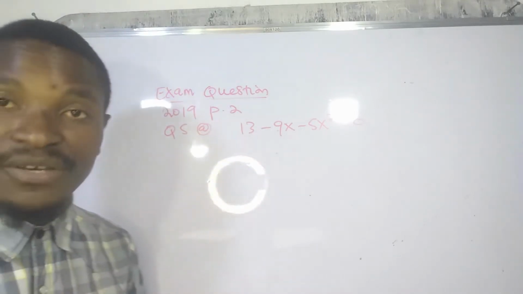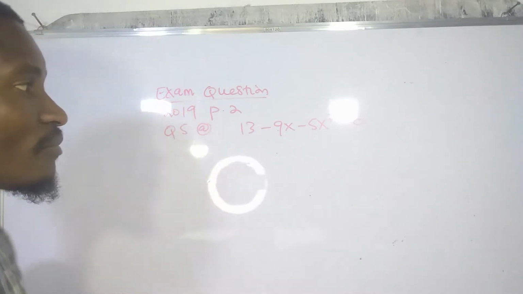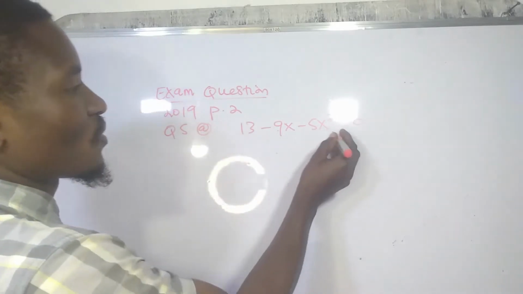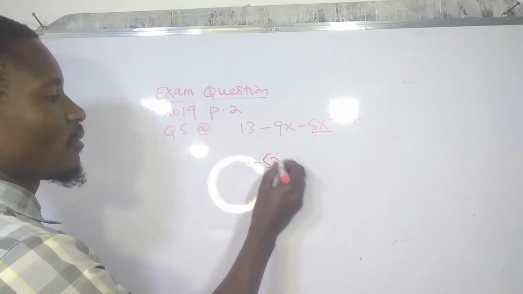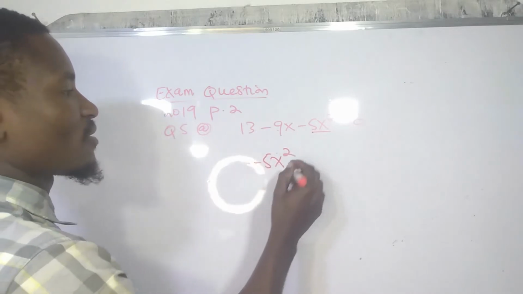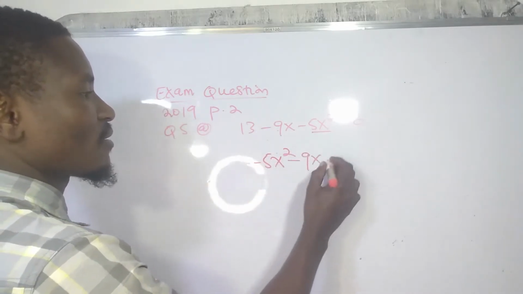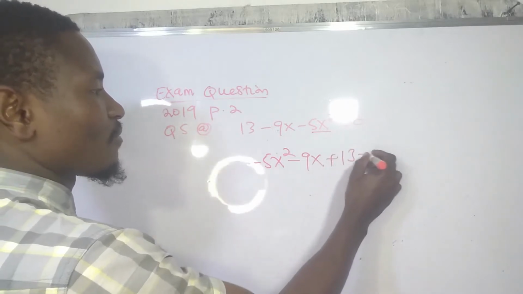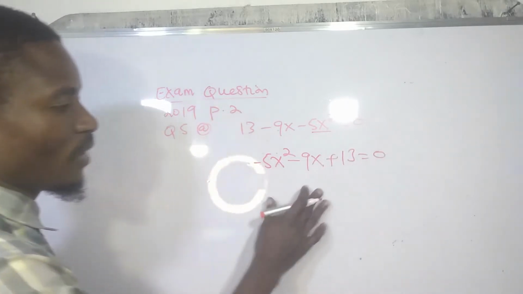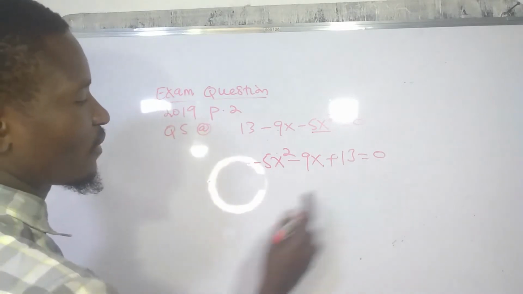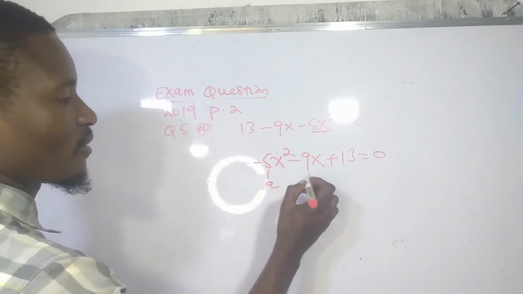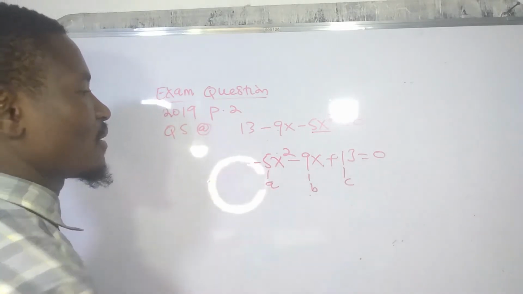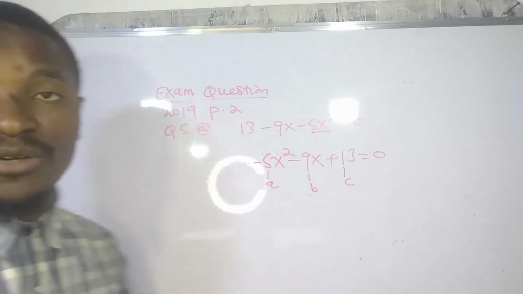The first thing you're supposed to do is rearrange this one. You start with negative 5x squared minus this x, and then plus 13 equals that. What you do is figure out that this one is a, this one is b, this one is c. That's how simple it is.